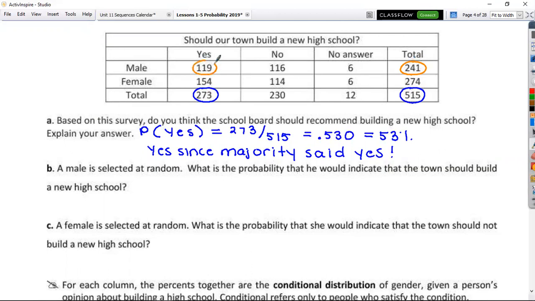Good. So here's how we write this using proper probability notation. I want the probability of a yes vote given the condition that the student is male. And this helps set these up. So I do number of yeses, 119, divided by 241. And does anyone have that? 0.494, thank you.